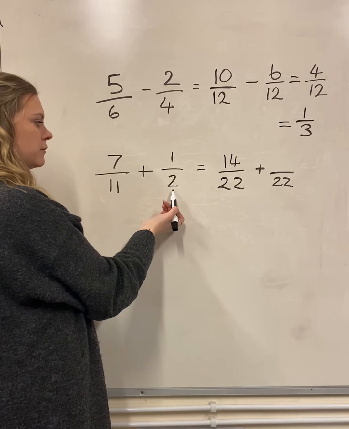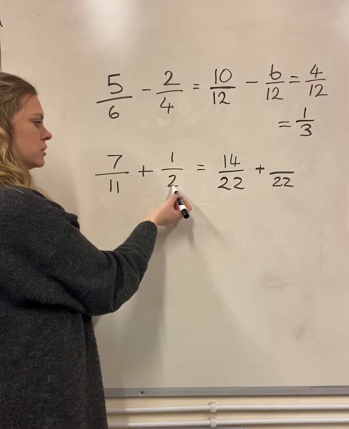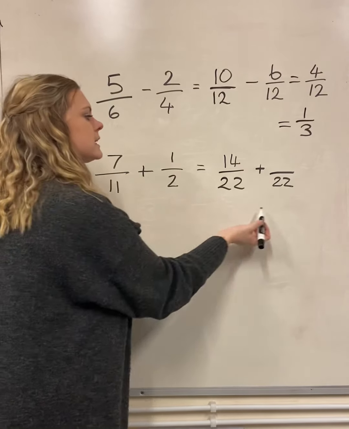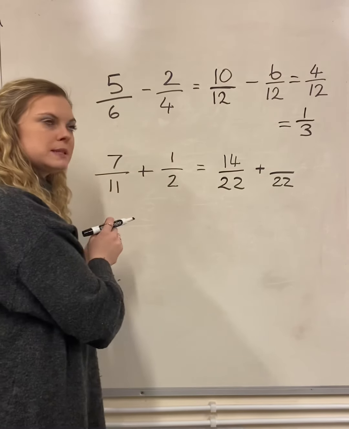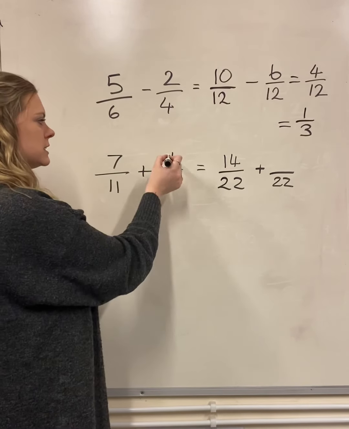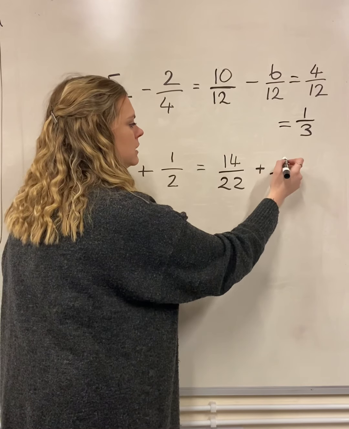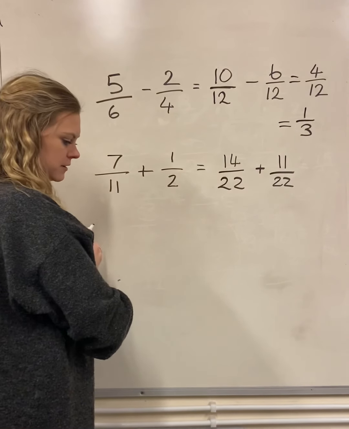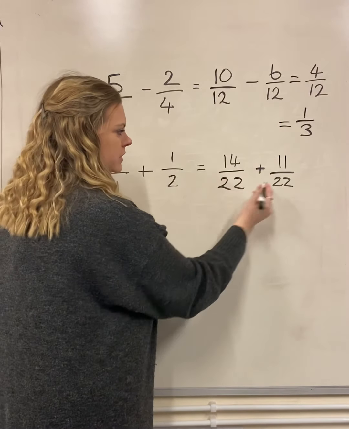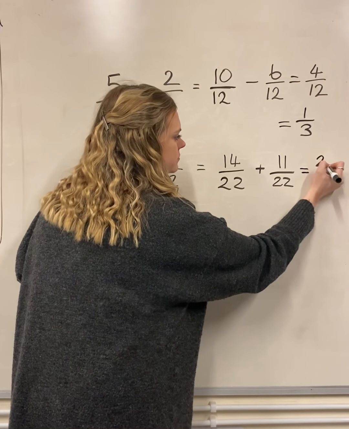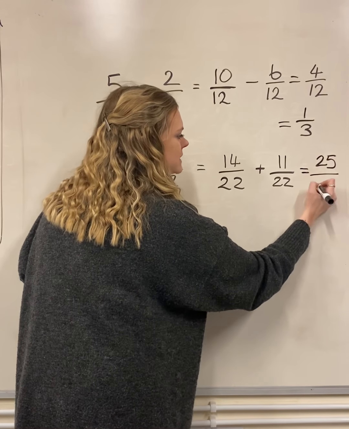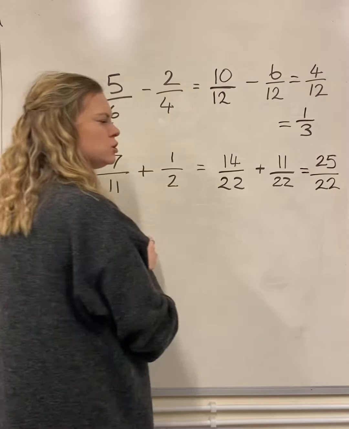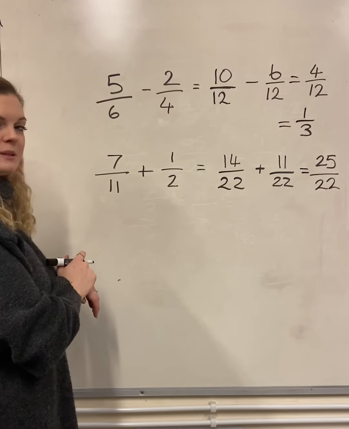Have a look at the second fraction. I've got 2 as my denominator here, and I need to get to 22. So I've times it by 11. So I need to times 1 by 11. That would get me 11. So add those two together. That is 25/22. Okay, that sounds a bit funny.